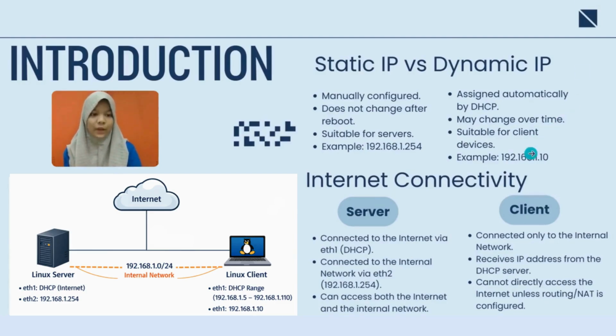Example, 192.168.1.10. In our setup, the Linux server connects to the internet through internet 1 and to the internal network through internet 2. It can access both the internet and internal devices. The Linux client connects only to the internal network, gets its IP from the server's DHCP, and cannot reach the internet unless routing or NAT is configured.